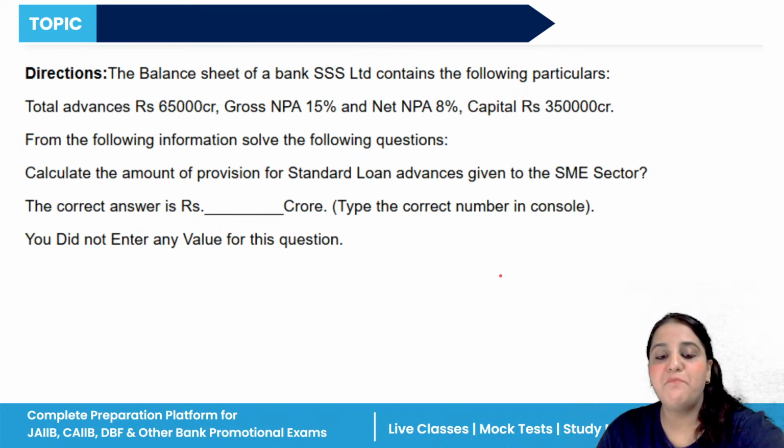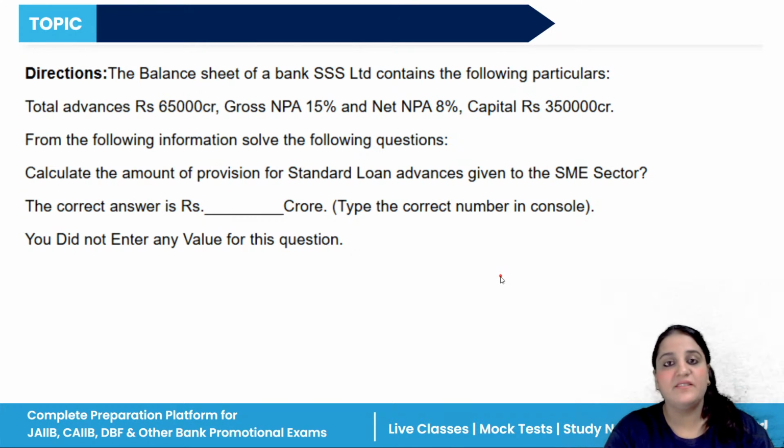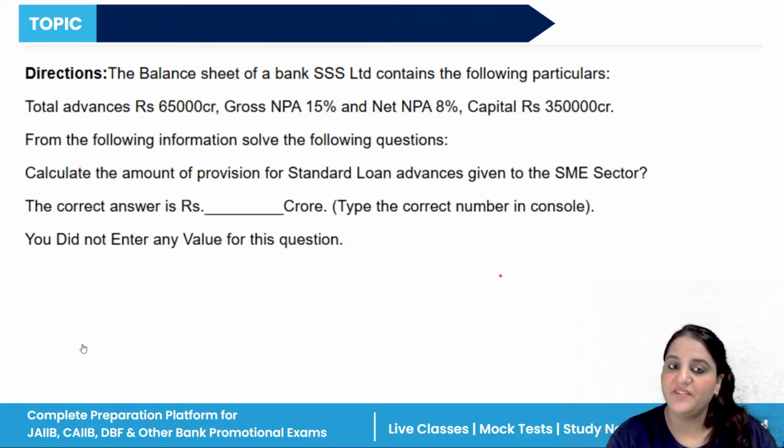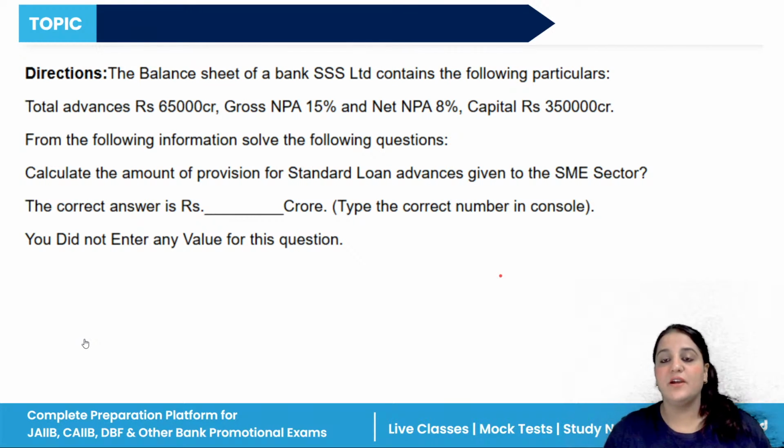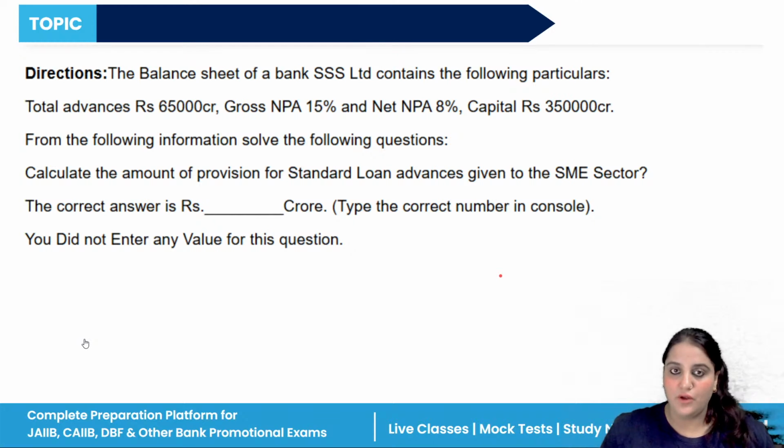Balance sheet of Bank Triple S Limited is given here. In this, total advances, gross NPA, net NPA and capital are given. From the following information, we have to solve the question. We have to calculate the amount of provision for standard loan advances given to the SME sector.